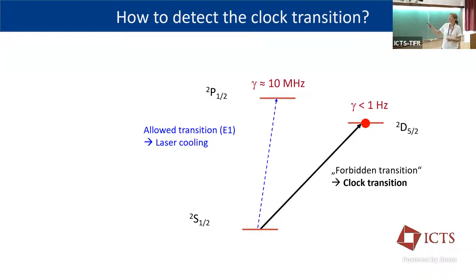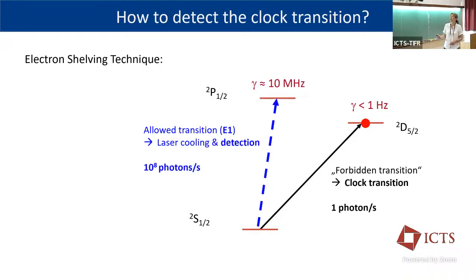Because here we can hardly wait for 1 second for the atom to decay and send out 1 photon. So you have 1 photon per second. That's ridiculous. But look at this beautiful transition. Here you have tens of millions of photons. Here we can scatter 10 to the 8 photons per second. And that's why we do a trick, and that is called electron shelving.